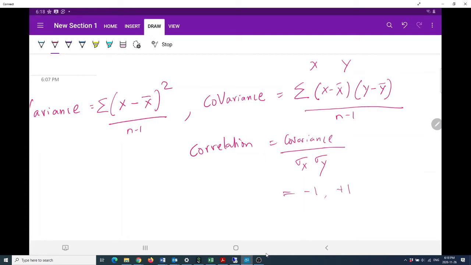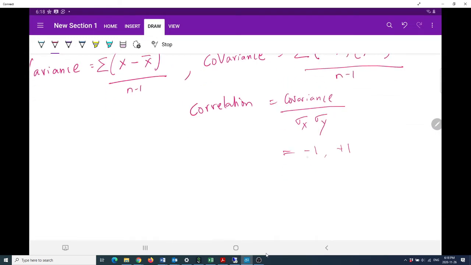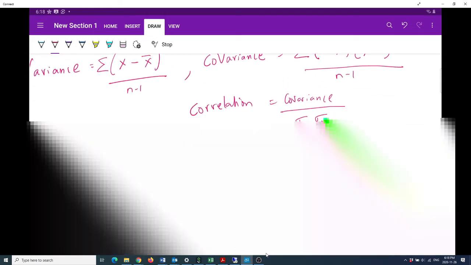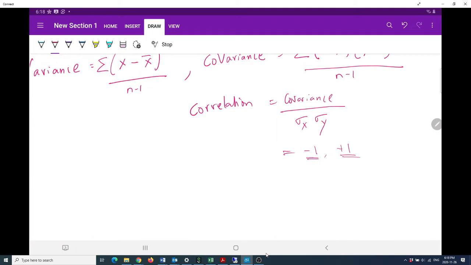So that's the idea of correlation. If it's -1, it's perfectly negatively correlated. If it's +1, it's perfectly positively correlated. If it is 0, it has no correlation. If it's greater than 0, it could be weakly positively correlated, and similarly weakly negatively correlated. You could think about any correlation depending on its actual magnitude.